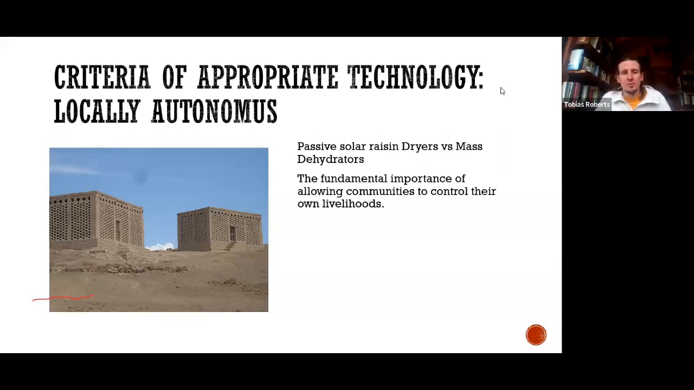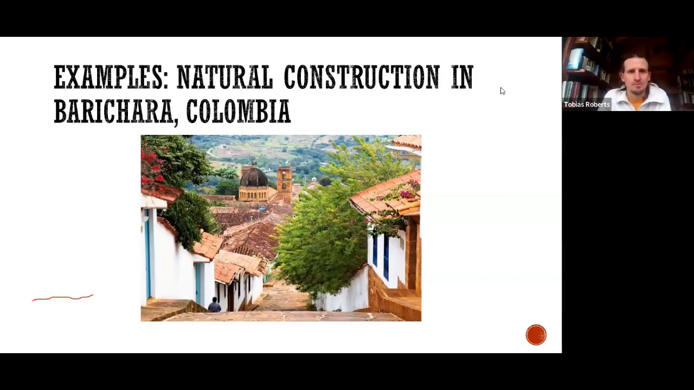But then there's also another proposal which was saying, let's build these passive solar raisin dryers, which essentially use the energy from the sun, the movement of the wind. All of the adobe bricks were made by local artisans, and it did the exact same thing. And it was a product that was locally autonomous. It didn't use almost any energy because it used the free energy of the sun. And it allowed the community to control their own livelihoods. And that's another important aspect of appropriate technology.